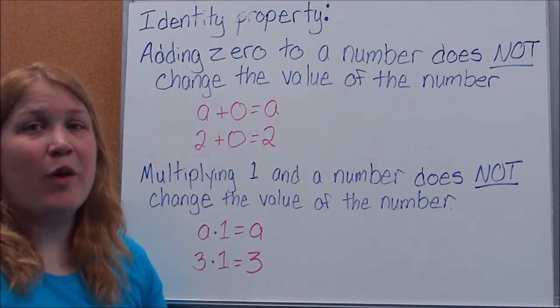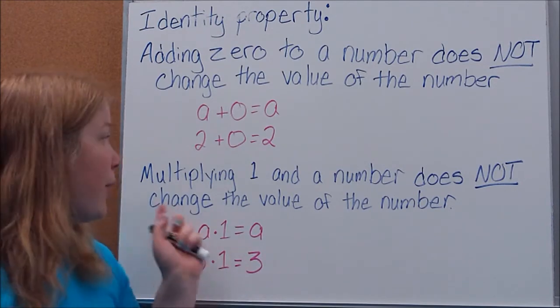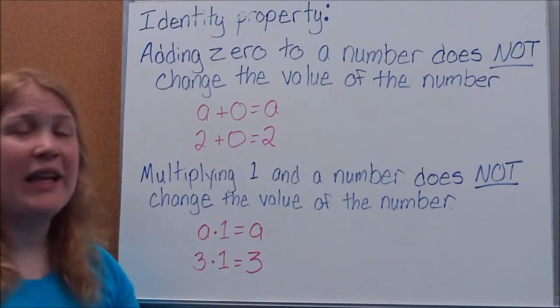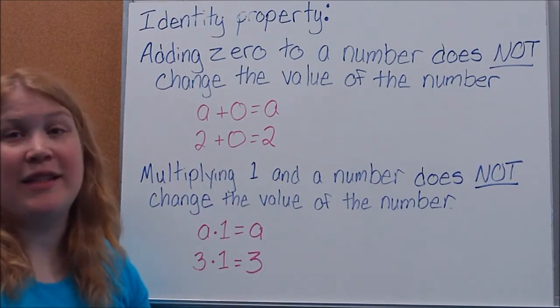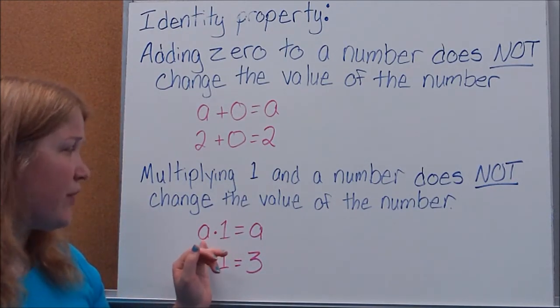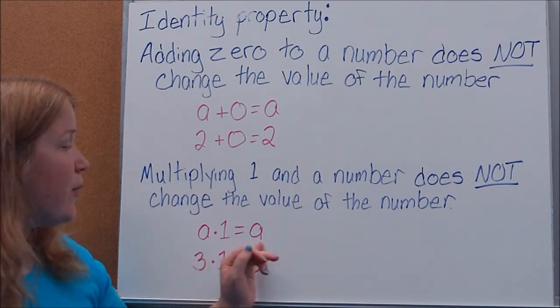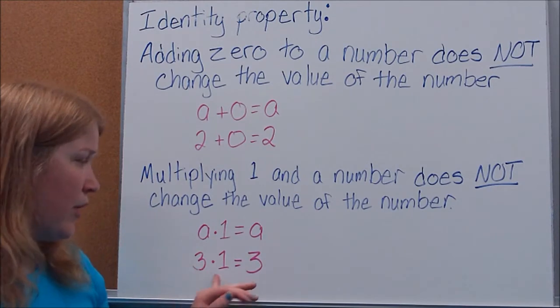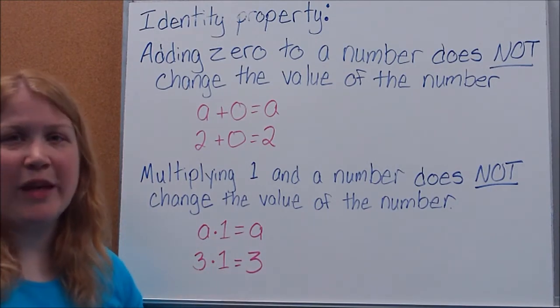There's also identity of multiplication. We're just using a different number. In multiplication, it's the number 1 that doesn't make a difference. Anything times 1 is itself. So here I've shown you again in the formula, A times 1 is still going to give me A. Whatever number I plug in there is going to stay the same. 3 times 1 still gives me 3.